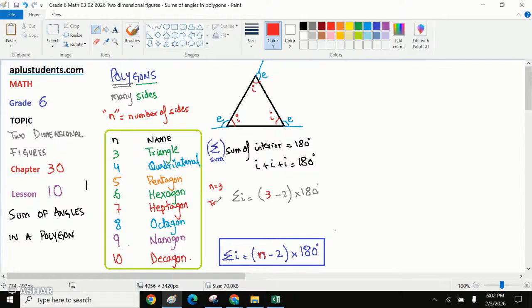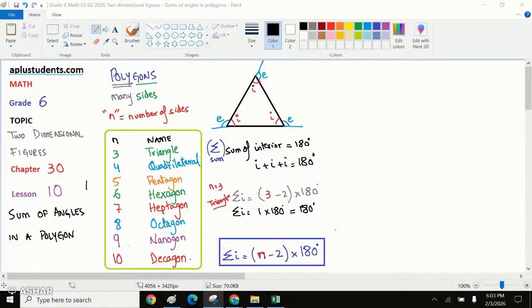This was for a triangle. Agreed? So can we say the sum of interior angles would be 3 minus 2, which is 1, multiplied by 180. That comes out to be 180, right? So we will use this formula: sum of interior angles is n minus 2 into 180. Okay, so I will try doing a question without using this formula and with using this formula. Then we'll see how easy or how difficult it is for us.